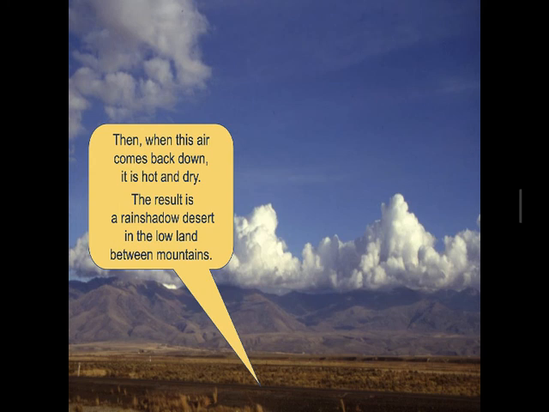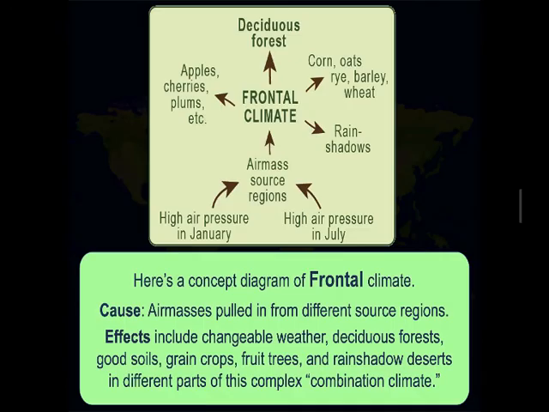Here's a concept diagram of frontal climate. The cause is air masses being pulled in from different source regions. The effects include changeable weather, deciduous forests, good soils, grain crops, fruit trees, and rain shadow deserts in different parts of this complex combination climate.